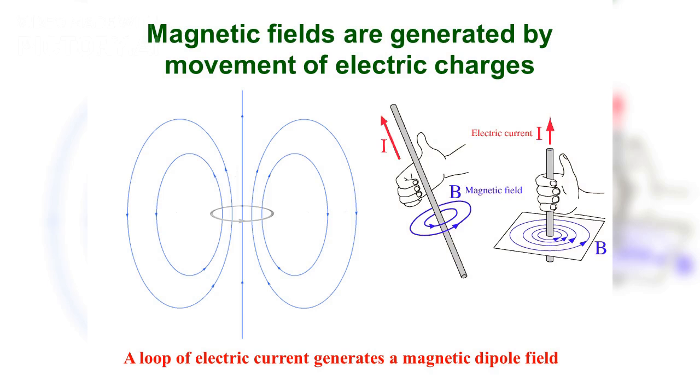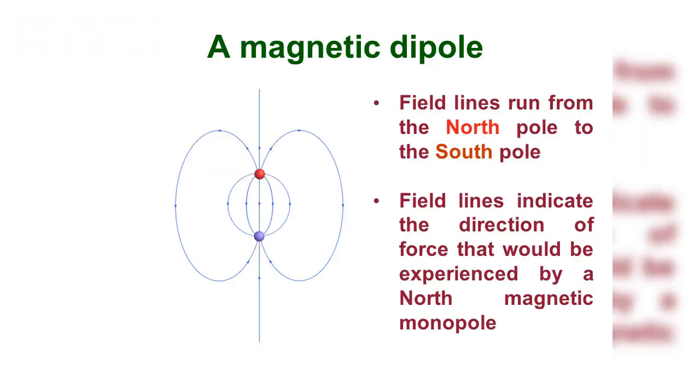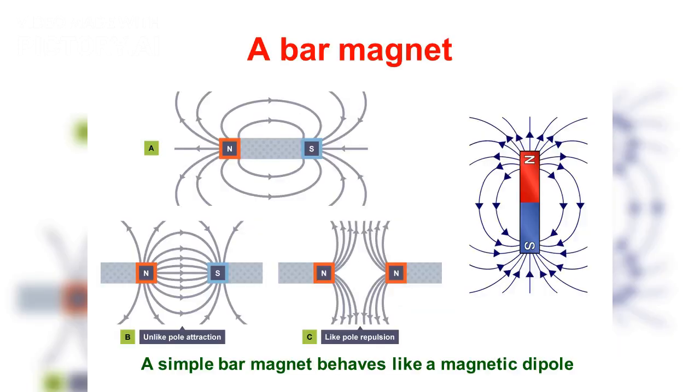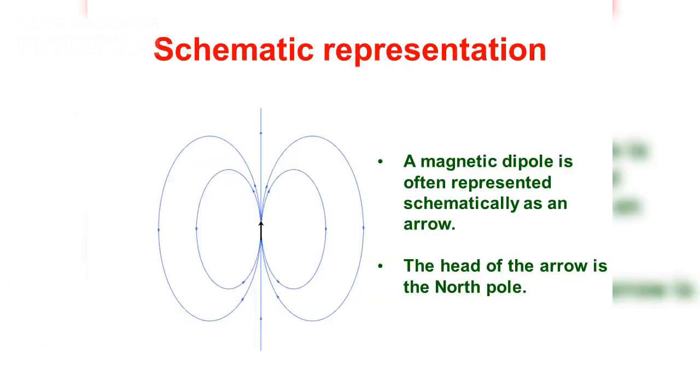Magnetic fields are generated by the movement of electric charges, creating magnetic dipoles. A magnetic dipole has field lines running from the North Pole to the South Pole, indicating the direction of magnetic force. A bar magnet behaves like a magnetic dipole, with field lines showing attraction and repulsion between poles. Magnetic dipoles are often represented schematically as arrows, with the head indicating the North Pole.